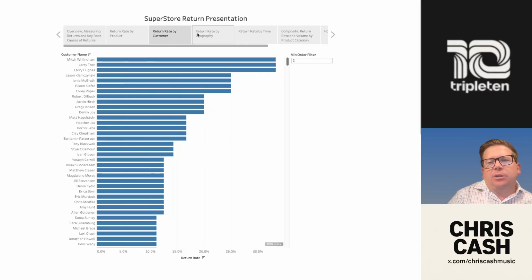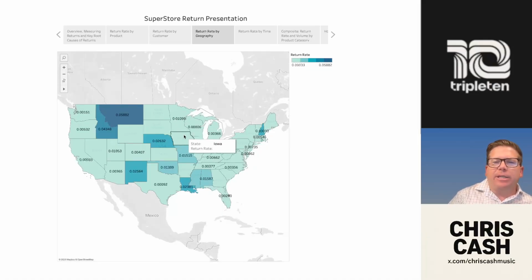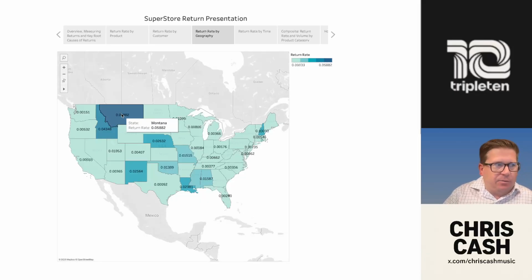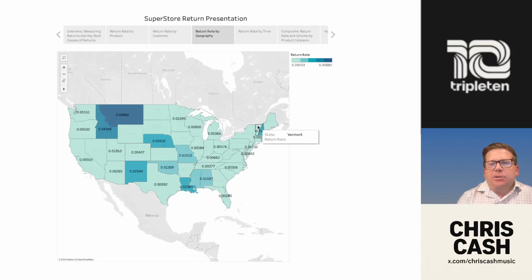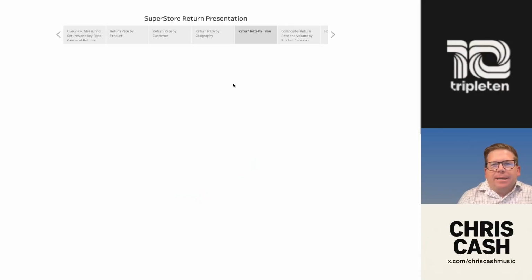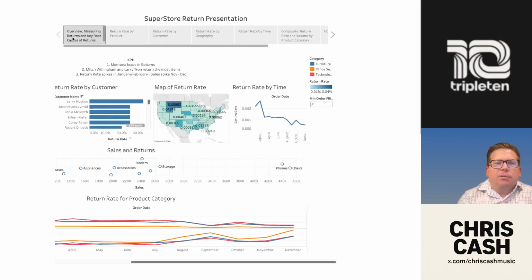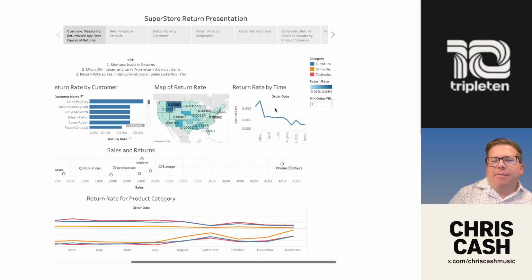We're then going to go to return rates by geography. This breaks down every single state, and you'll notice Montana has a gigantic return rate. I don't know if that's because of the location inside of the United States, but that's where most of it is. You also see Louisiana and some of the other major states based on color. And the last one is the return rate by time. You'll notice it has a lot of returns in January and February.